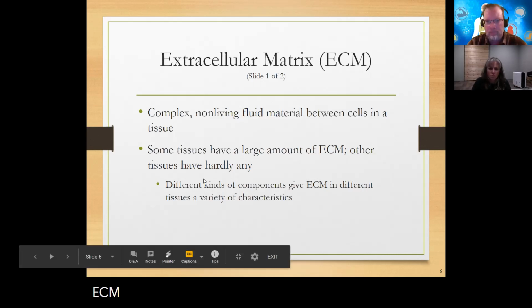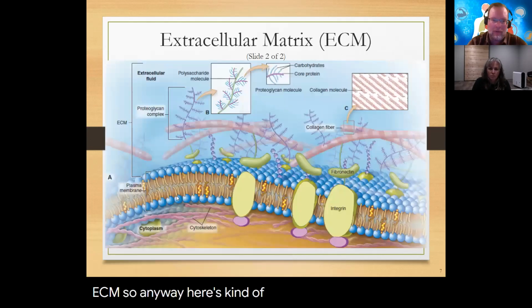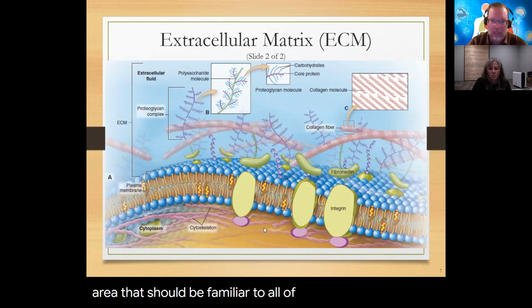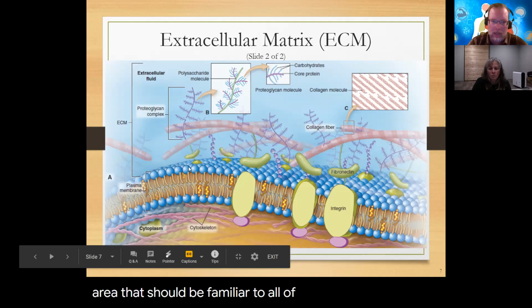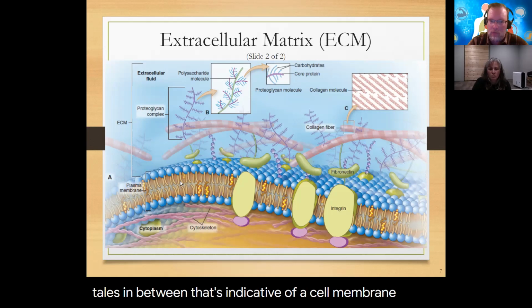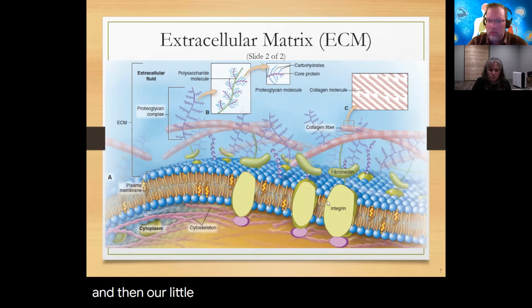So anyway, here's kind of a diagrammatic view, or illustration of it. And at the bottom here, you see an area that should be familiar to all of you now that we've made it through cells. We see the little kind of globes or balls on top and on the bottom with some tails in between. That's indicative of a cell membrane, right? We've got the phospholipid bilayer. So we've got our lipids, and then our little integral membrane proteins in there.